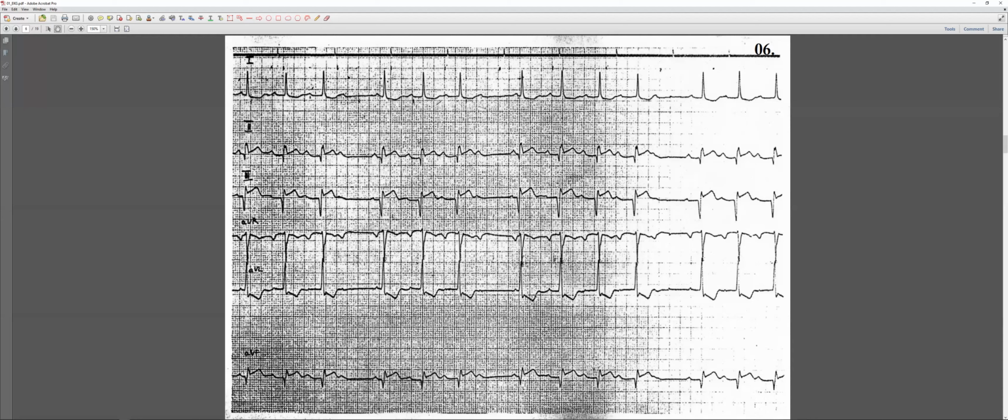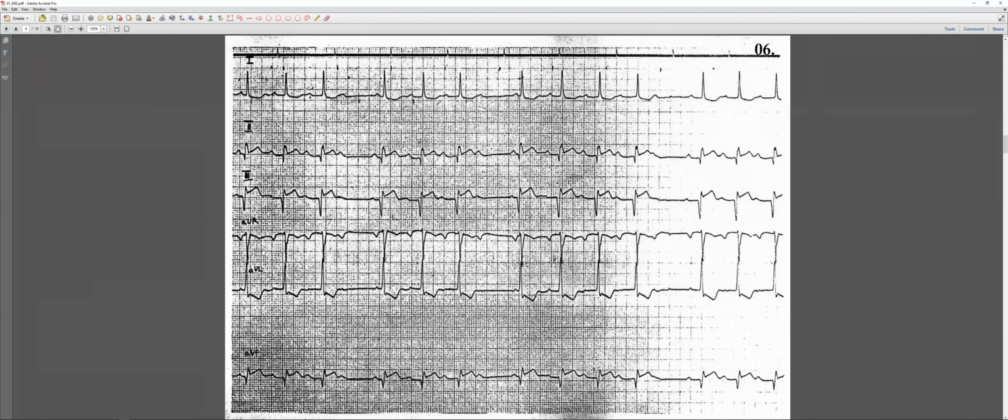Then after that we move on to the Q waves here. This seems to be a pathological Q wave. Which lead? In leads 2 and 3. Okay, but you can point to it. Okay, here. Oh, okay. Yes. Yeah, okay, now I can see.